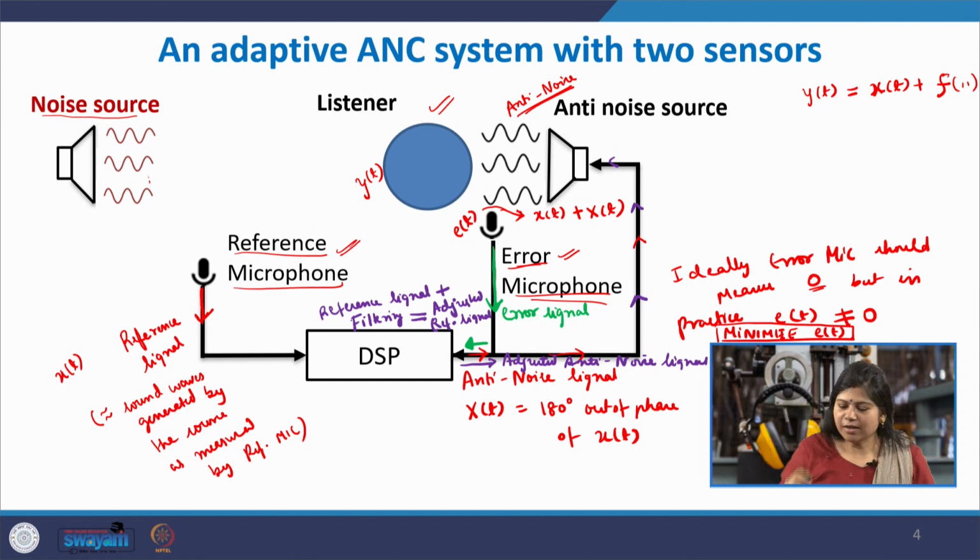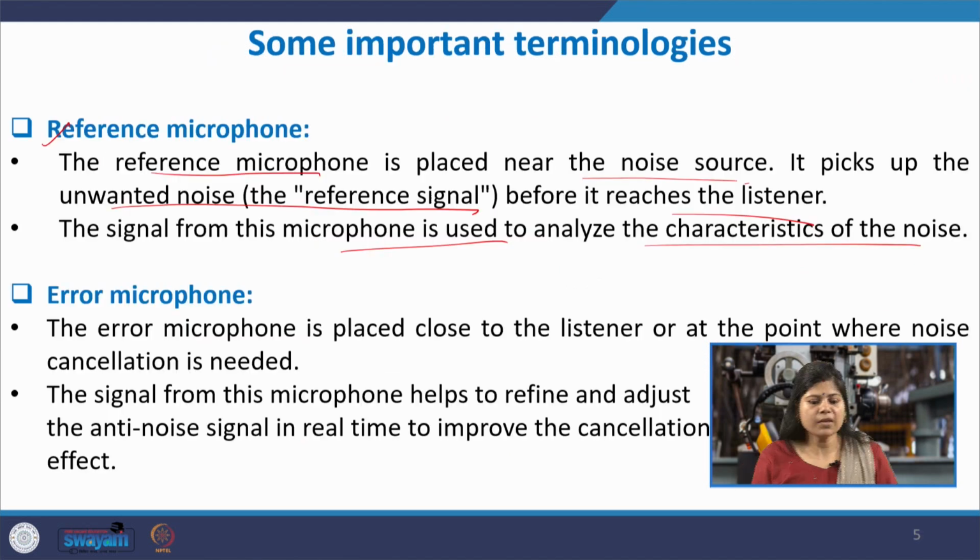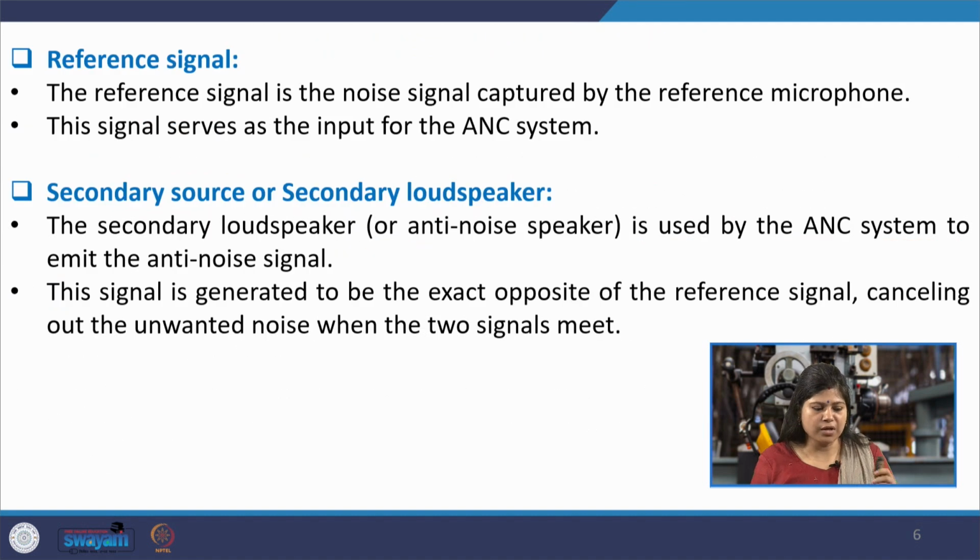Once again the error microphone will catch the new error signal, and hopefully the error signal at the first time instance, which is the assumption, should be greater than the error signal at the very next time cycle, and so on. So, slowly with each pass the error signal gets minimized and the system adapts to give as perfect a cancellation as possible. These are the terminologies I already discussed through the diagram: the reference microphone, error microphone, the reference signal, and the secondary source or secondary loudspeaker, also called the anti-noise speaker.